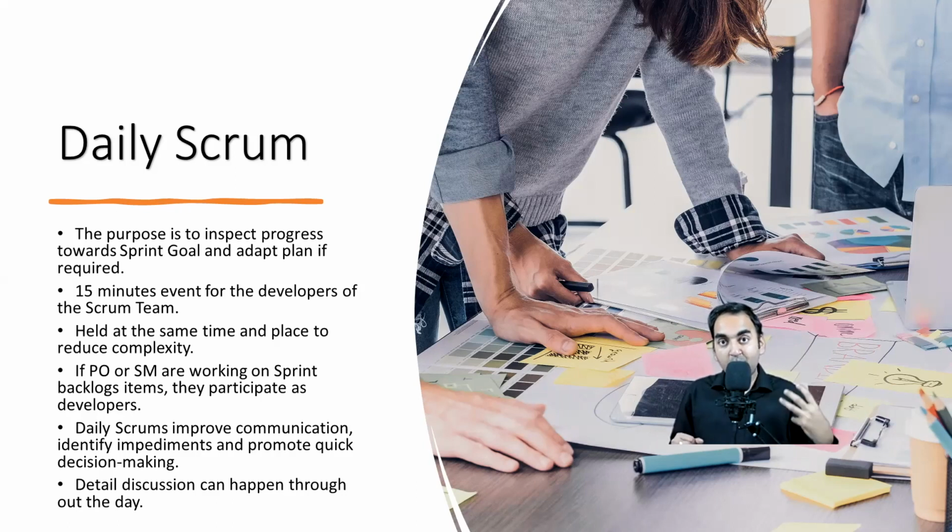Third, if the PO or Scrum Master want to attend as a developer and they have an update on a sprint backlog item, they should do it. They are optional participants. And last but not least, the team needs to make sure that the detailed discussion happens outside daily Scrum, in order to make sure that it doesn't become too clumsy or too big a meeting that people hate joining. I hope this helped you to understand daily Scrum in a better way.